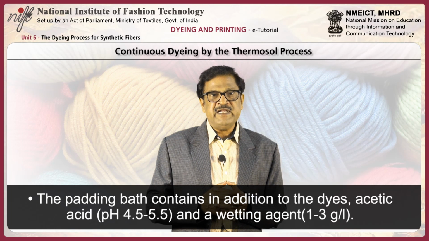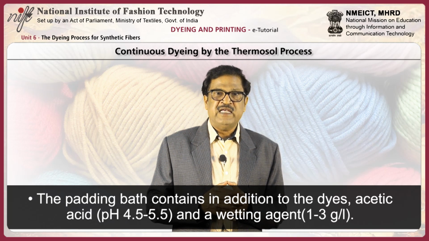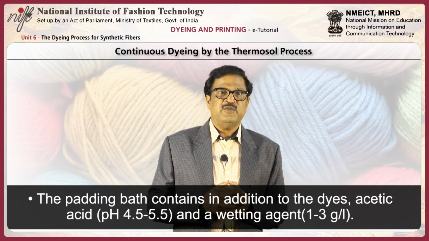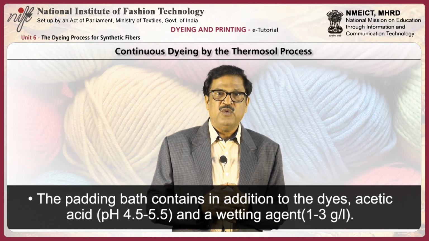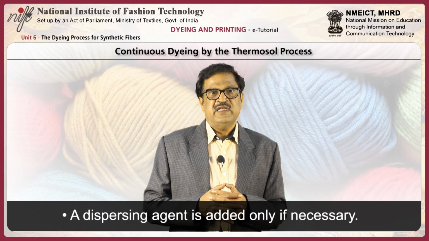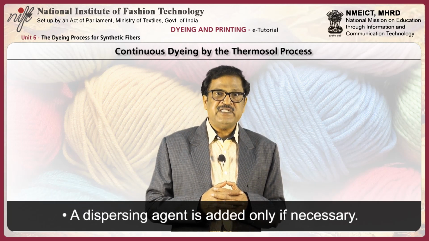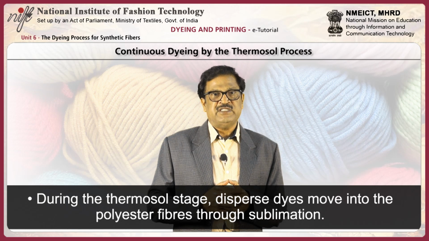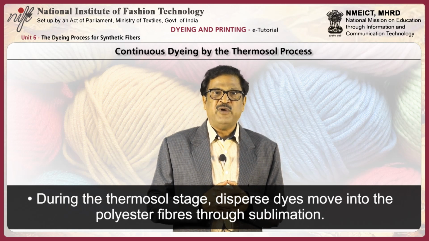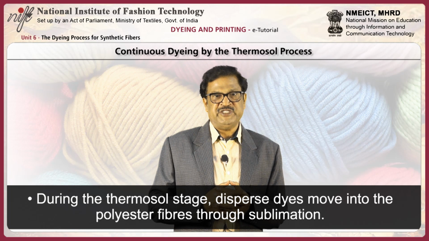The padding bath contains, in addition to the dyes, acetic acid, pH 4.5 to 5.5, and add wetting agent 1 to 3 grams per liter. A dispersing agent is added only if necessary. During the thermosol stage, dispersed dyes move into the polyester fibers through sublimation.